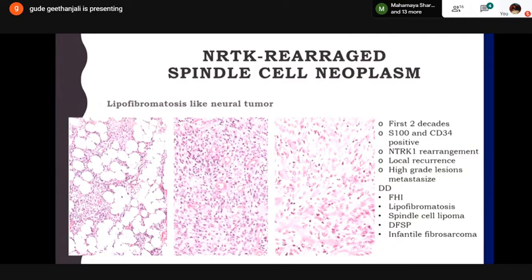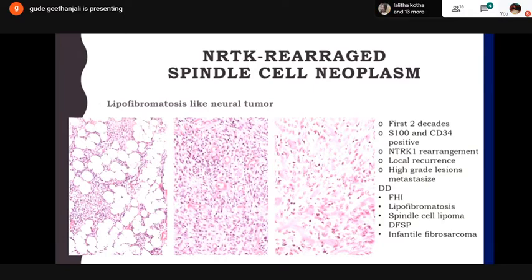This entity is common in the first 2 decades. It's a fibromatous lesion expressing CD34 and also, like a neural tumor, expressing S100. If we do the pan-TRK immunohistochemistry, these cells are positive for TRK, and genetically it shows NTRK1 rearrangement, and it shows local recurrence just like fibromatosis. And there are some tumors in this category which show high-grade morphology with a lot of nuclear atypia and mitosis, and these high-grade lesions tend to metastasize.